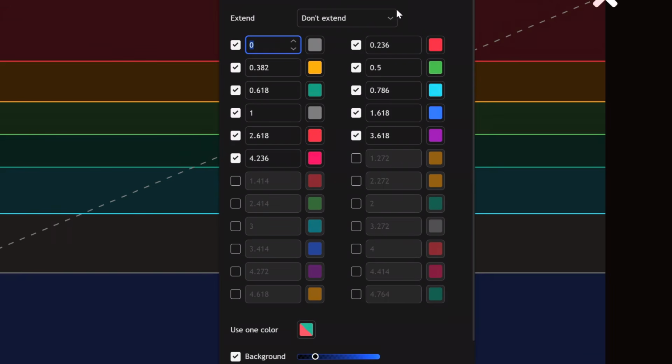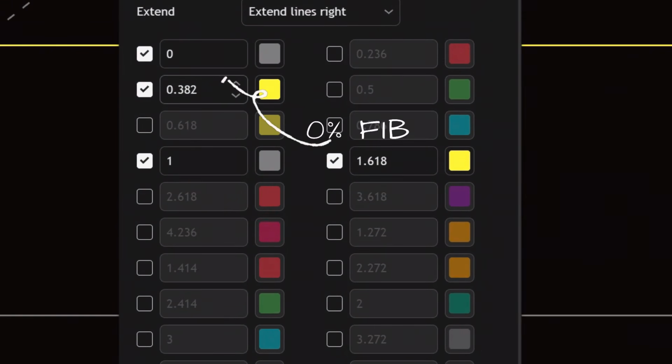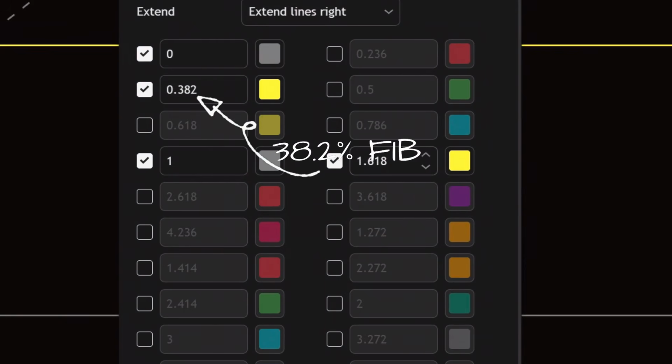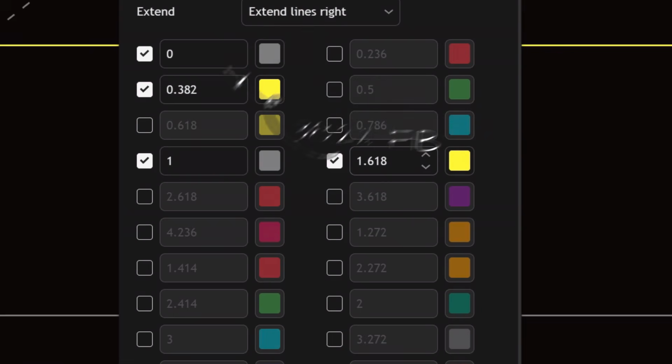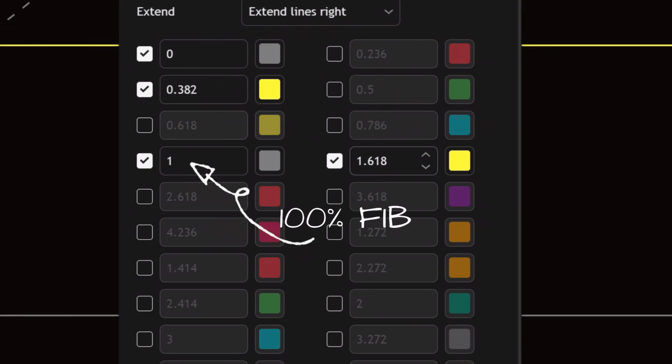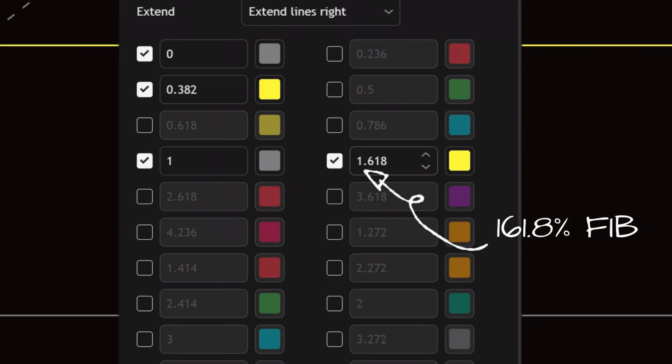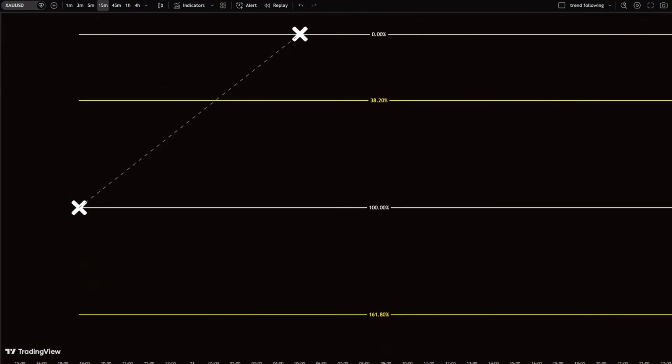For this specific institutional style method, you go into the settings and keep only 4 levels. 0, 38.2%, 100%, and the 161.8%. Now look at the chart after that. It's completely different. It feels cleaner, more readable, and instead of staring at 10 different possibilities, you now have a clear reaction zone and a defined extension target.